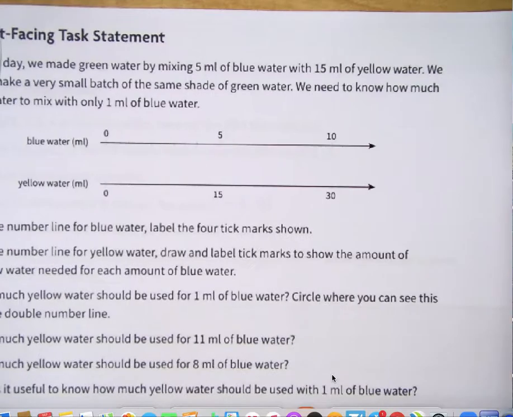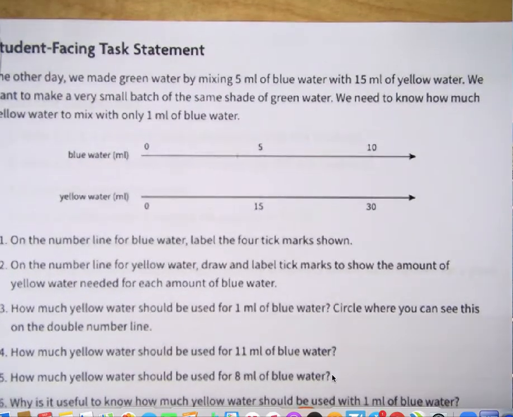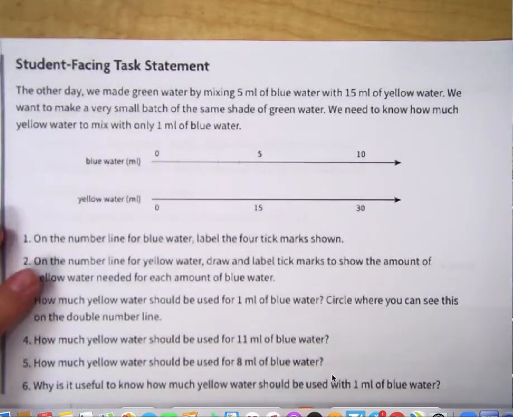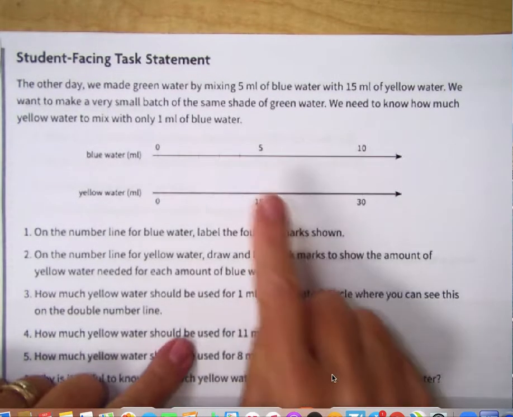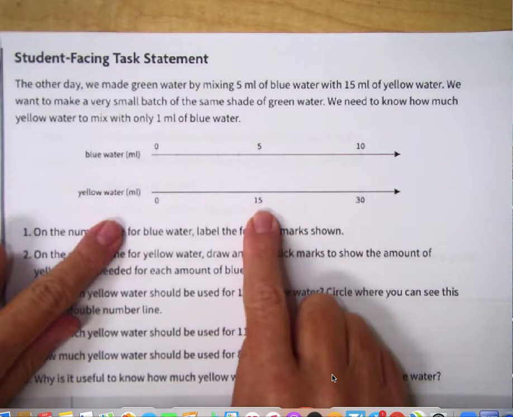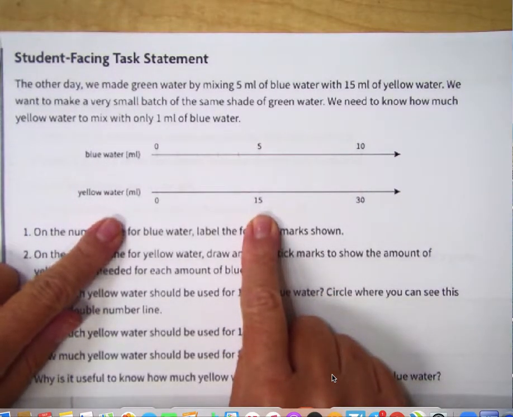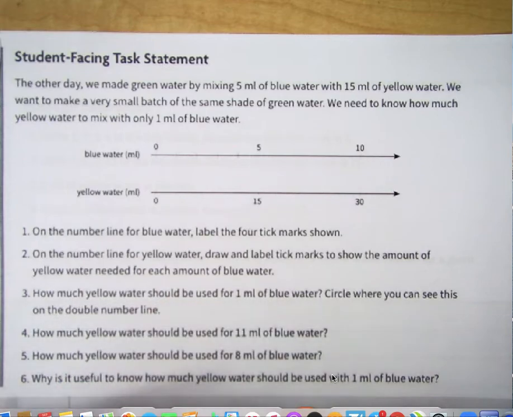All right, so let's get on with the double number line. The other day we made green water by mixing 5 milliliters of blue water and 15 milliliters of yellow water. We want to make a very small batch of the same shade of green water. We need to know how much yellow water to mix with only 1 milliliter of blue water. So, on the number line for blue water, label the 4 tick marks as shown.